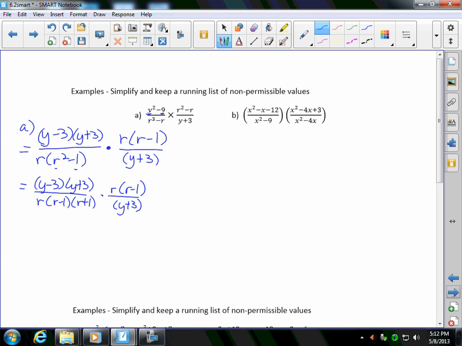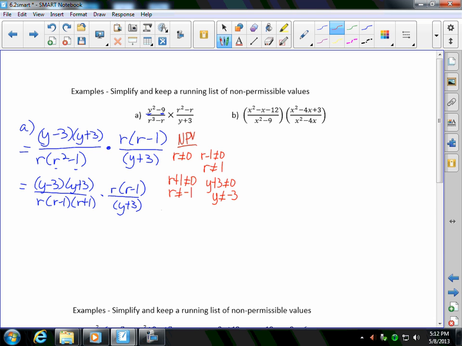So before I go to my canceling, I do my restrictions. So I take each factor in the denominator and I come up with my restrictions. So I have an r not equal to 0. That one is solved. I have r minus 1 is not equal to 0, so that means r can't equal 1. I have an r plus 1 not equal to 0, so that means r can't equal negative 1. And I have y plus 3 not equal to 0, so y can't equal negative 3.